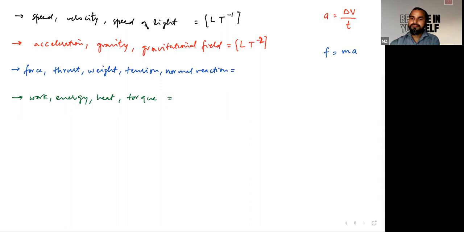So it's MLT^-2 because acceleration is given by LT^-2. So M, mass, means capital M only, and MLT^-2. Good.